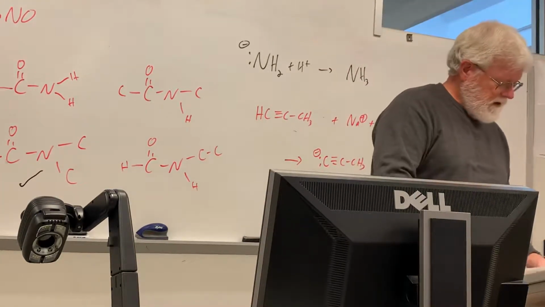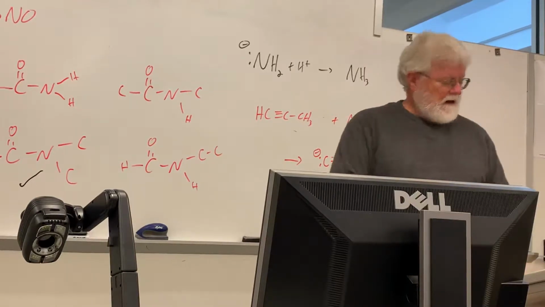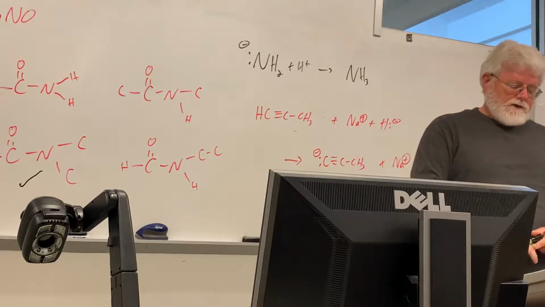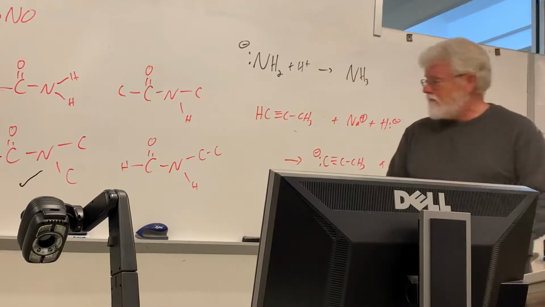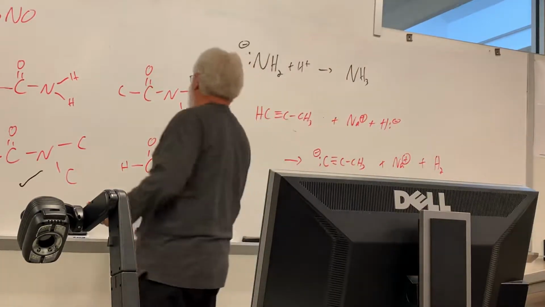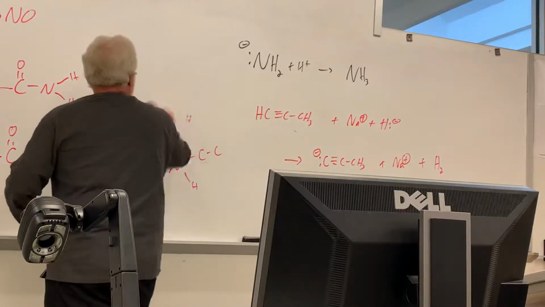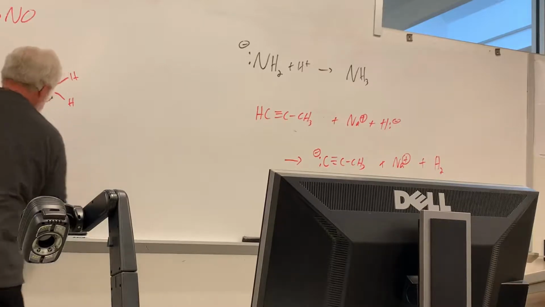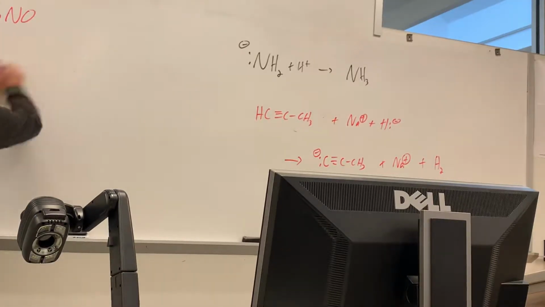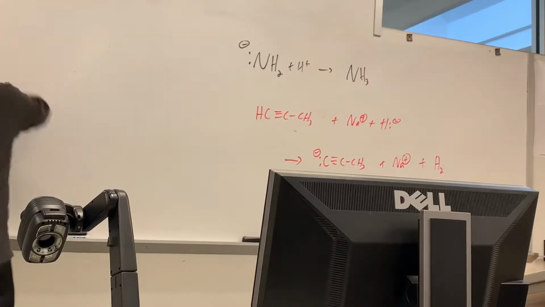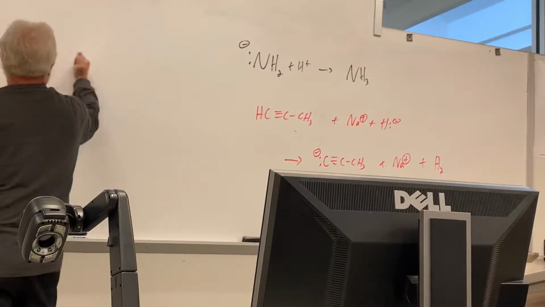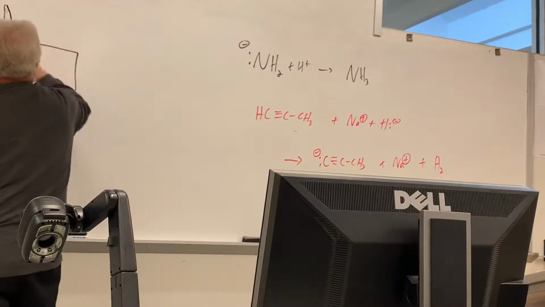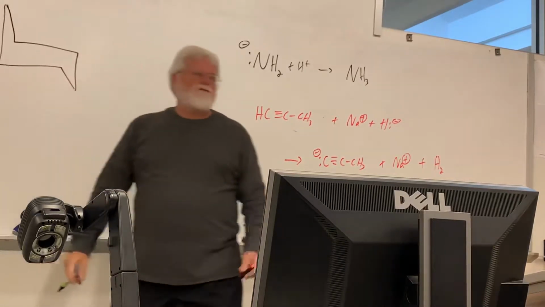Okay, yeah, 13 says draw the most stable conformation of cis-1-tert-butyl-4-methylcyclohexane. As soon as you see cyclohexane, you know that the most stable conformation has got to be a chair. So step one is draw yourself a chair.